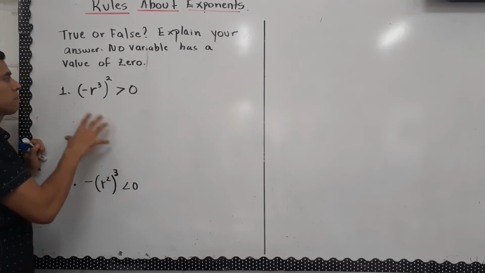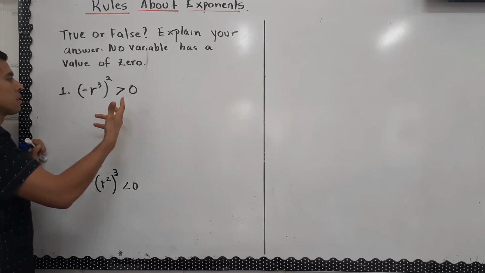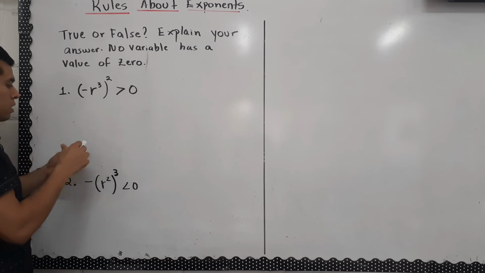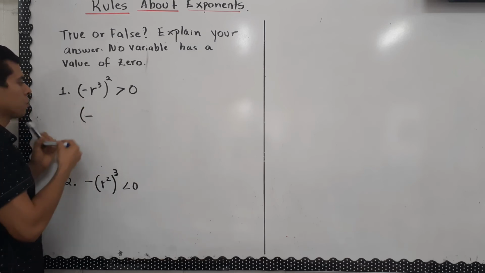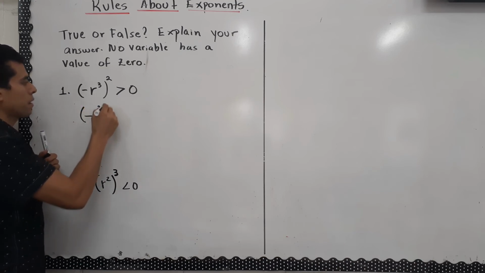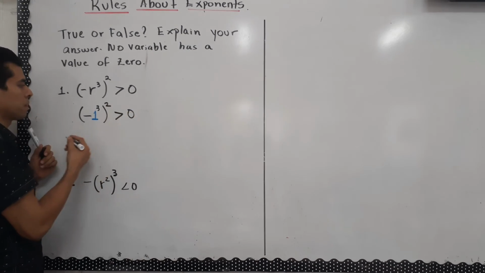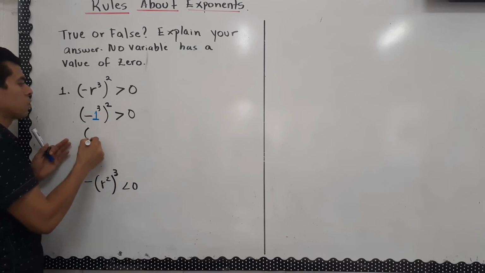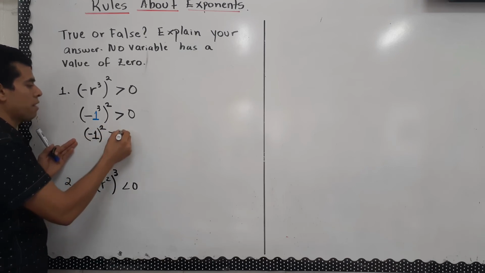So one advice for doing these exercises is to replace a variable by a number greater than 0. In this case, I'm going to use 1 since it's easier to calculate. So in this case, negative R is going to be 1 and it's elevated to the 3, everything elevated to the 2, greater than 0. So we are going to use PEMDAS here too. So negative 1 elevated to the 3 is going to be negative 1 times negative 1 times negative 1, which is going to be negative 1 always. Elevated to the 2, greater than 0.